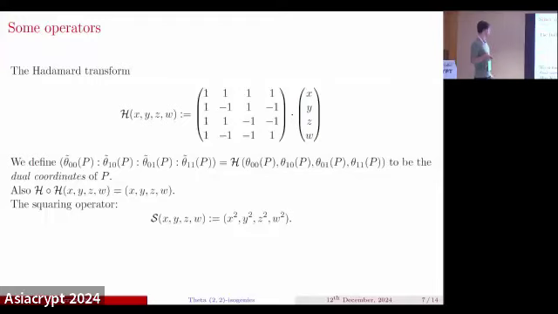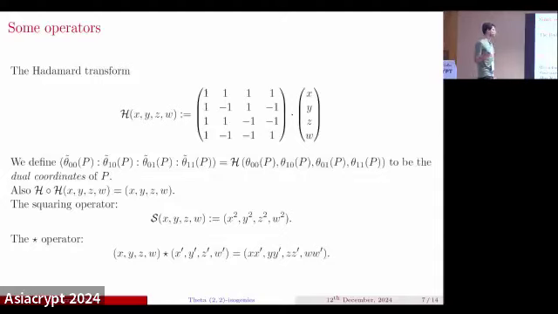The second operator that we need is the squaring operator, which, as the name suggests, just takes each component and squares all the components. And then the last operator is the star operator, which is just the component-wise product of the two vectors. Okay, so now let's find a way to use these operators to obtain isogeny formulae.